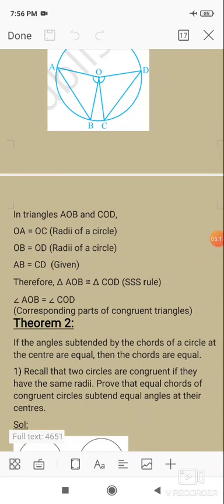Now, next one, theorem 2. The proof is not important, same as the congruence rule itself. It is not too important. Just listen carefully to the theorem statement.